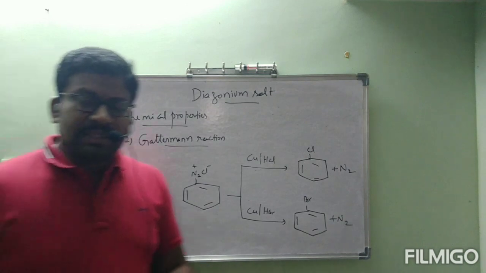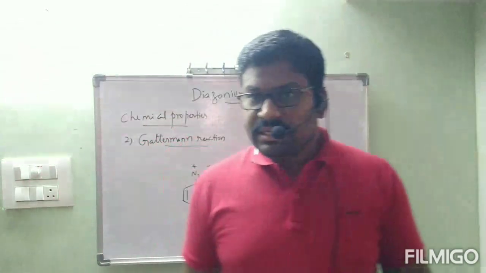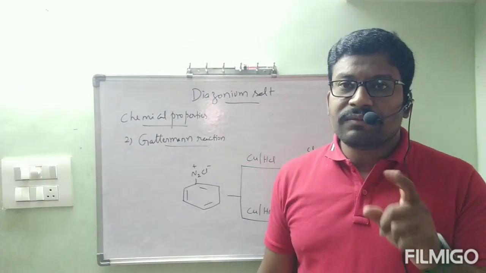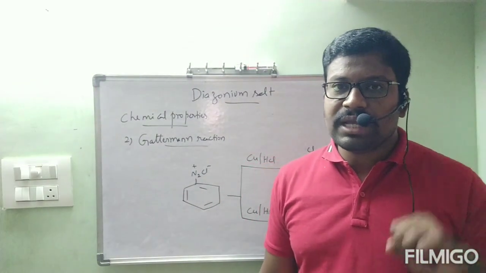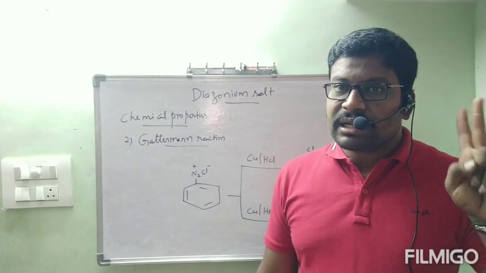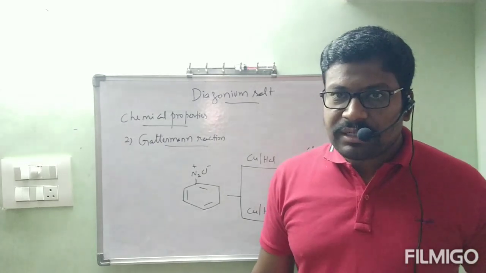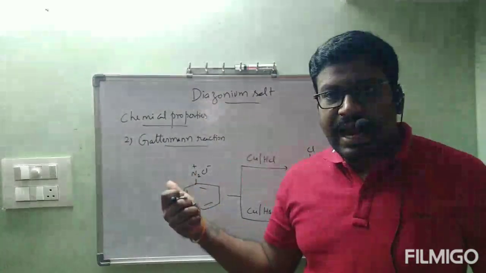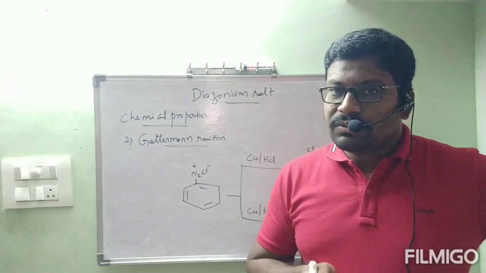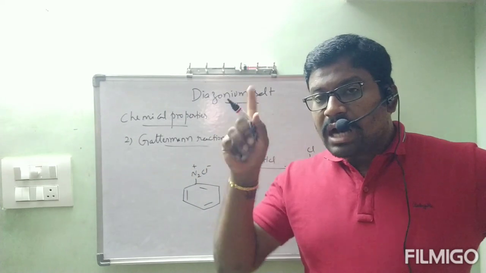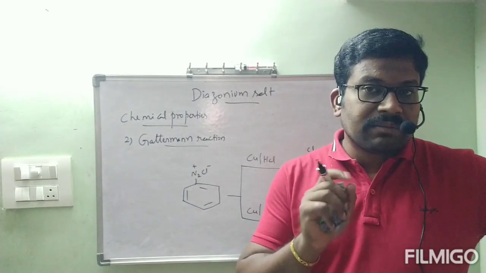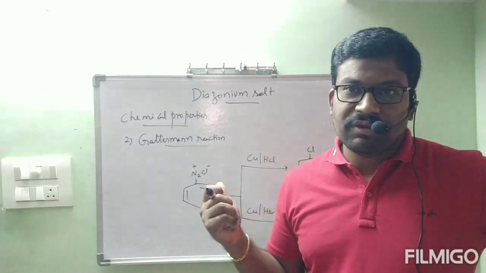Okay, these two are coming under the Gattermann reaction. There is no difference between the Sandmeyer reaction and the Gattermann reaction. And one more thing: in aldehydes, ketones and carboxylic acids we have one named reaction, the Gattermann-Koch reaction. That one is named after two scientists, Gattermann and Koch. That is different. This is the single-scientist Gattermann reaction. So be particular, don't confuse these two. In aldehydes and ketones, we have seen the Gattermann-Koch reaction. That is different and this is different.